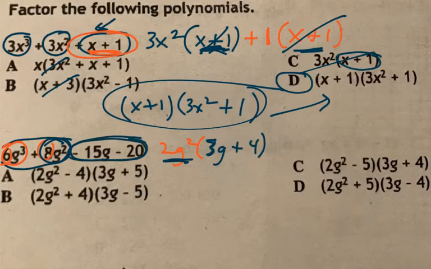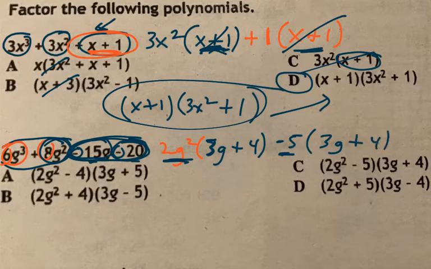Now what about the second pair? Well, notice how they both have a negative, so let's do a negative. And both 15 and 20 I can divide by 5, and that's it. My GCF is negative 5. So if I divide negative 15g by negative 5 here, I get a positive 3g. And negative 20 divided by negative 5, I get a positive 4.